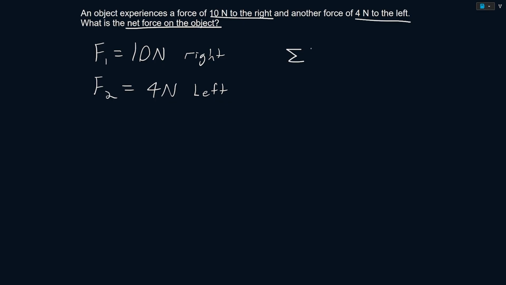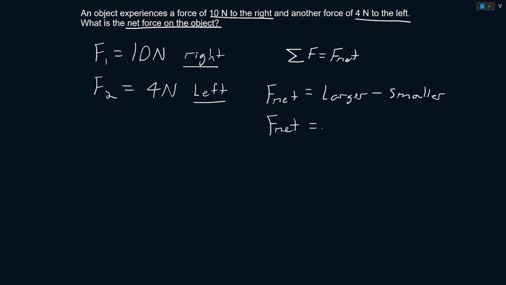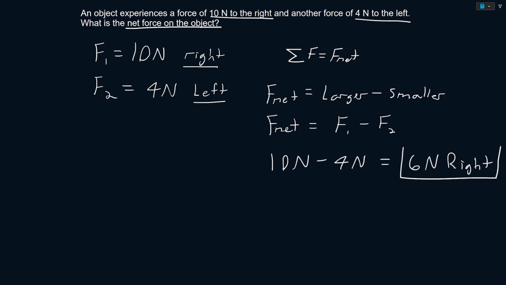The net force is equal to the sum of all forces acting on the object. In this example, our forces are going in opposite directions. Because of that, the net force is actually going to be the difference between the larger and the smaller force acting on the object. Because of this, our equation is that the net force is equal to force 1 minus force 2. Using this formula, we get 10 newtons minus 4 newtons to give us a net force of 6 newtons. And the direction will be to the right, as that was the direction that the larger force was moving in.